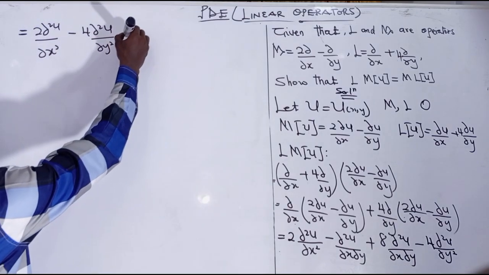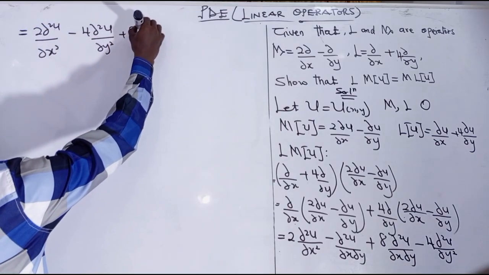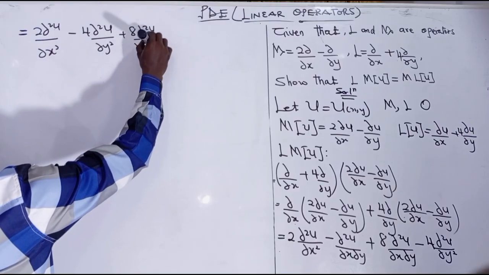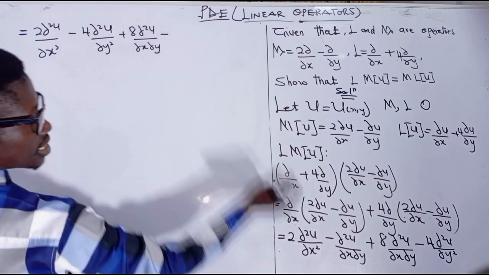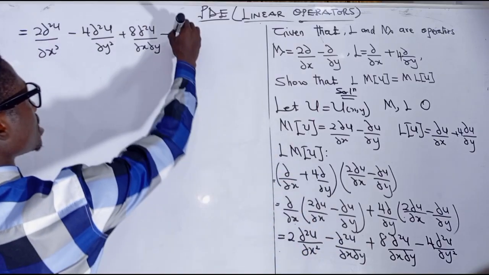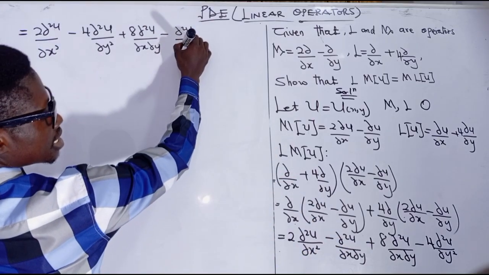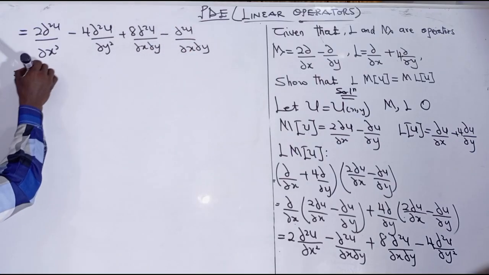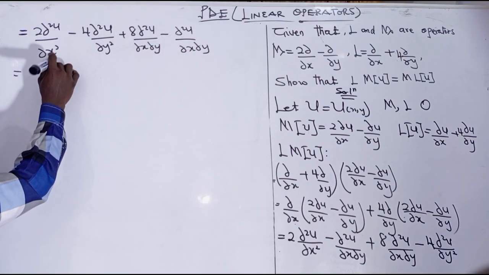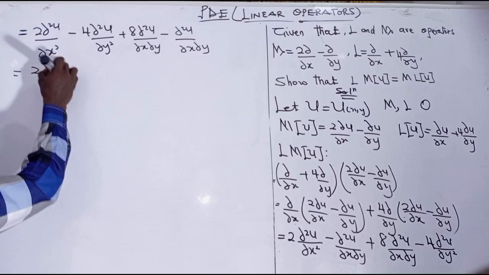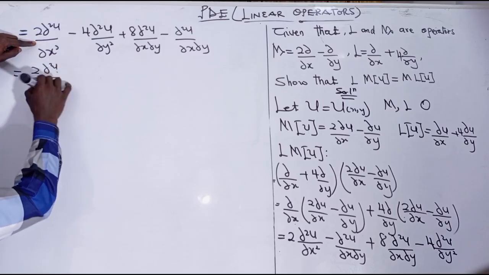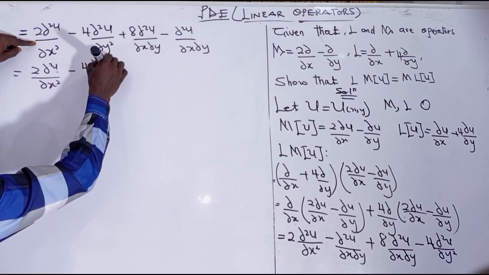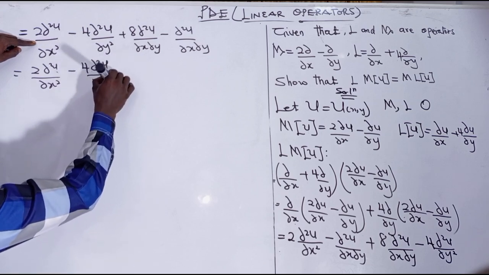Then we have the x, the y, the x, the y. So we have plus 8 del squared u del x del y minus del squared u del x del y. We have 7 del squared u del x del y. So we are going to have 2 del squared u del x squared minus 4 del squared u del y squared.